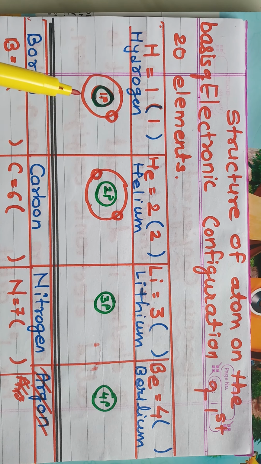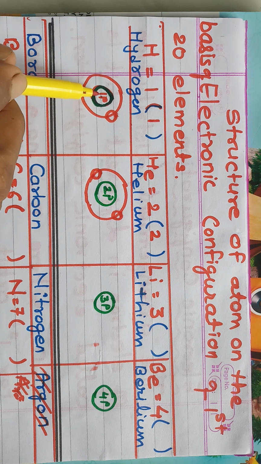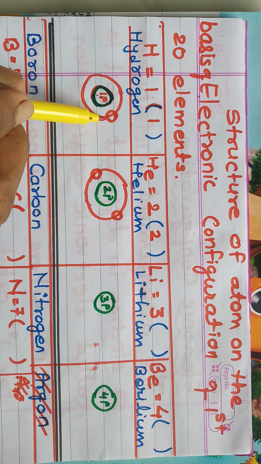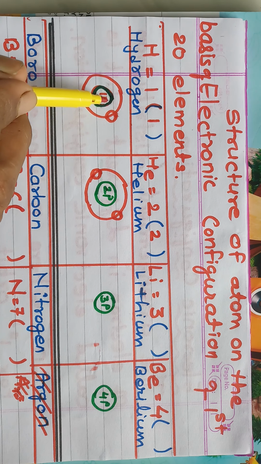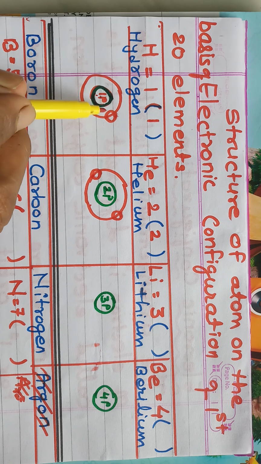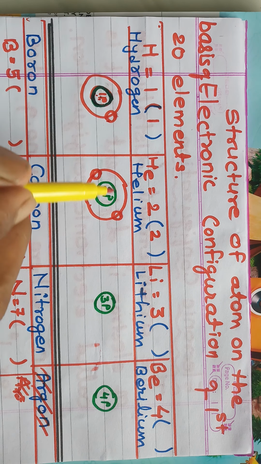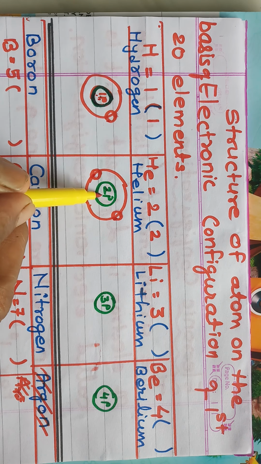We already studied that the number of protons and electrons are always the same. So this is the nucleus. Here 1 electron, 1 proton; here 2 electrons, 2 protons.